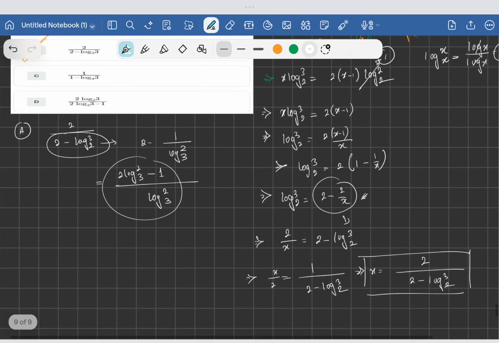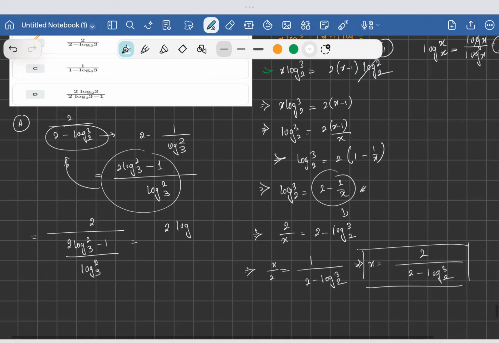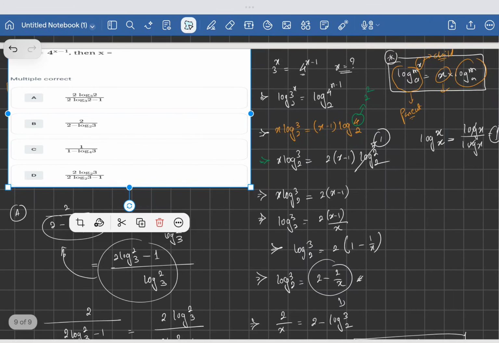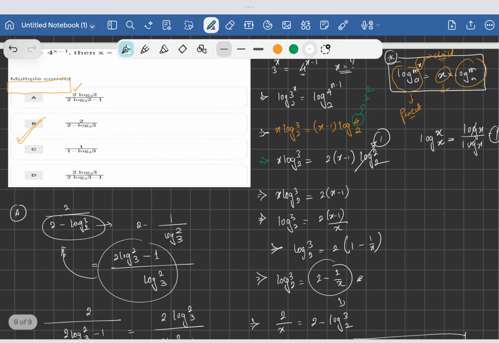Now substitute this into the expression, which gives something like 2 log 2 base 3 minus 1 by log 2 base 3, which will later be log 2 base 3 by 2 log 2 base 3 minus 1. Yes, so this is the option. That means this is also correct.